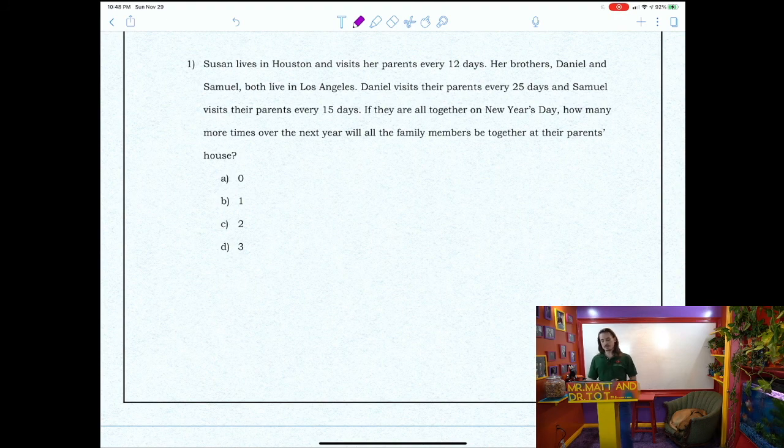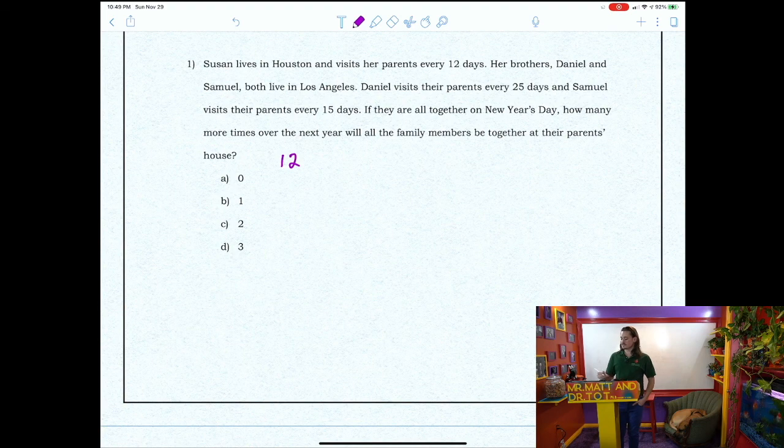If we think about these rates of visitation, right now they're in terms of the individual people, Susan, Daniel, and Samuel. So right now they're individual rates of visitation. If we find the LCM of these 3 different rates, we'll have the rate of simultaneous visitation, or in other words, the rate at which they are all visiting at the same time. So let's factorize each of these rates. Susan visits every 12 days, Daniel every 25 days, and Samuel every 15 days.